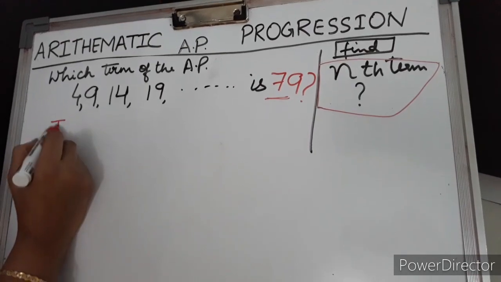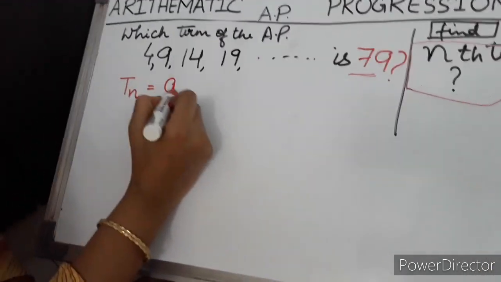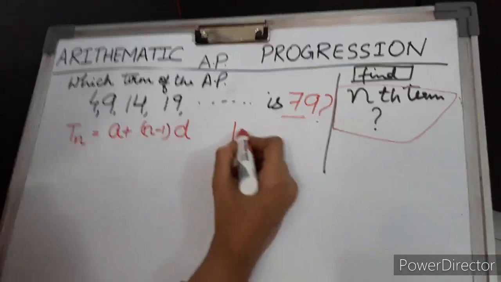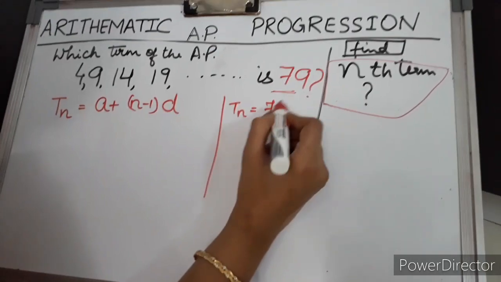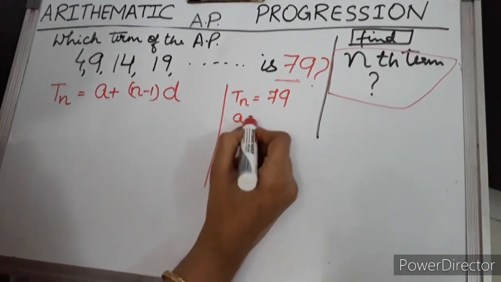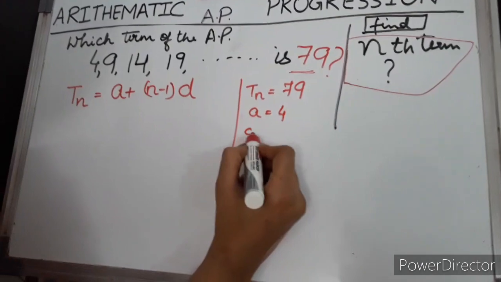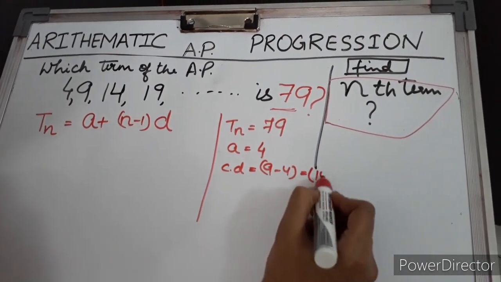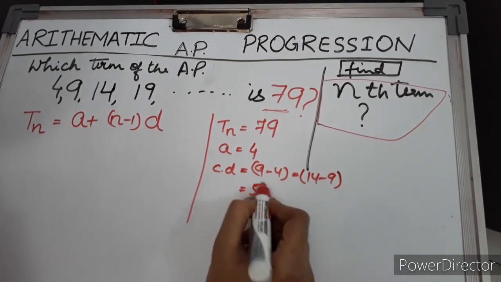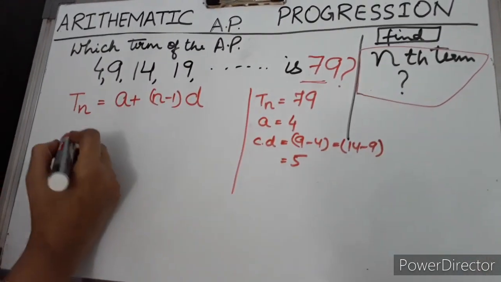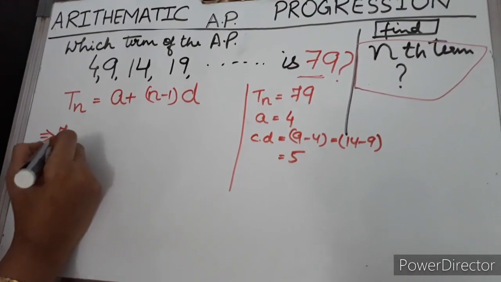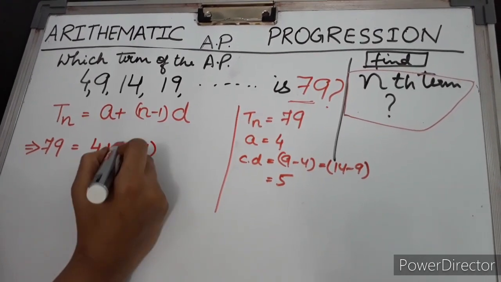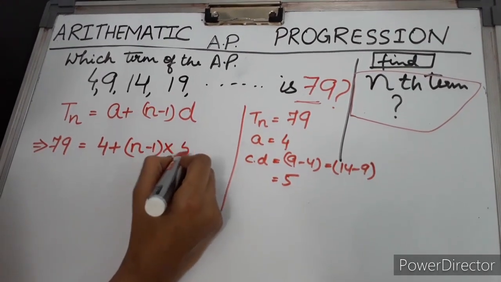We have the formula Tn is equal to A plus (n minus 1) into D. Now we write down what we have; this is very much required in maths to score marks. And what will the common difference be? It will be 9 minus 4, which is equal to 14 minus 9, which is equal to 5. This is the way you have to solve it. Again, coming to this formula, 79 is equal to 4 plus (n minus 1), we don't know n, that's what we have to find out, times 5.